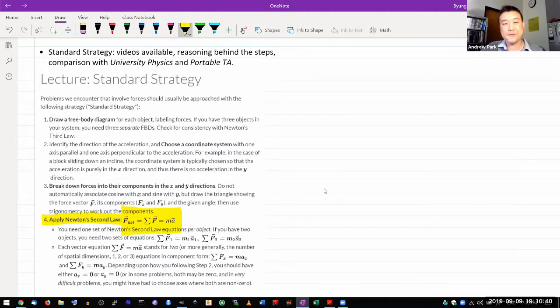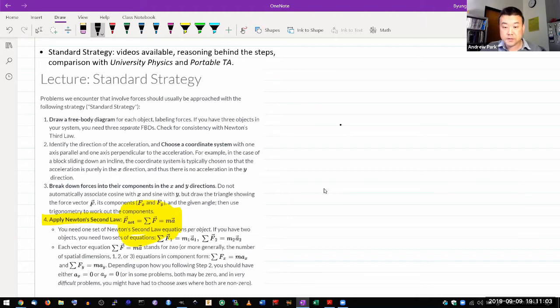The reason we don't start out with step number four is, if we were to give you a physical situation and tell you to write down this equation, then most of us will get stuck. So let me use the lab situation as an example.